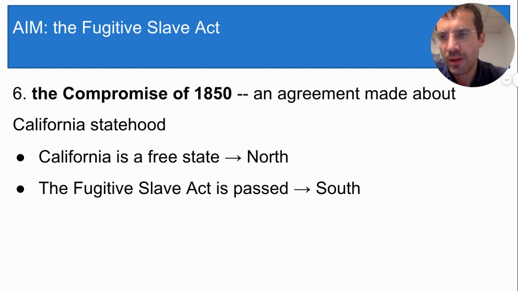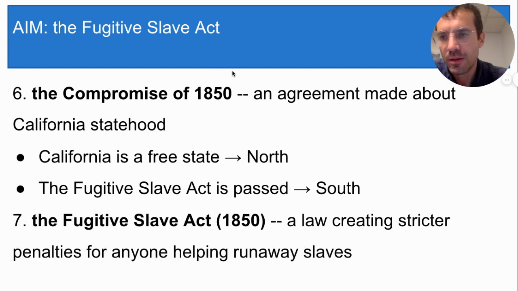Here's what happened. California became a free state, which made Northerners happy. What did the Southerners get? They got the passage of a new law called the Fugitive Slave Act. The Fugitive Slave Act was a law that created stricter penalties for anyone who helped runaway slaves.